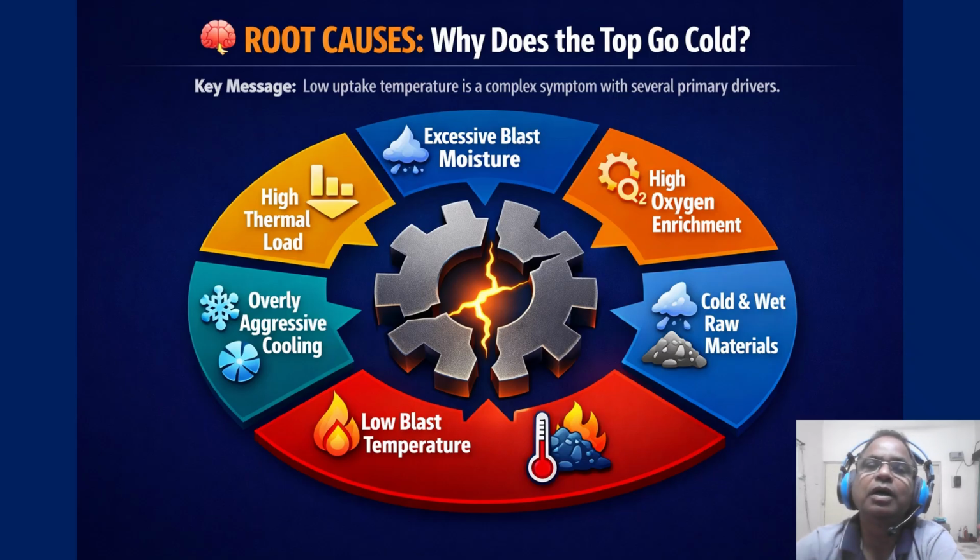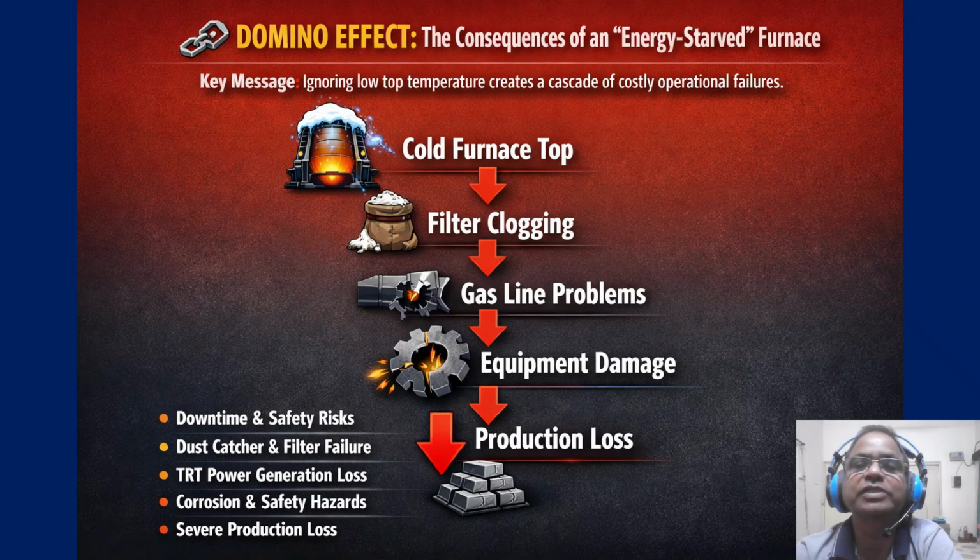So coming to the consequences of low top temperature. Let's talk about the domino effect. This slide shows what happens when you ignore a cold top. You will not listen to the furnace. So at the top of our cascade, a furnace with a snow capped top. First consequence, filter clogging. Moisture condenses, dust sticks together and bag filters block.